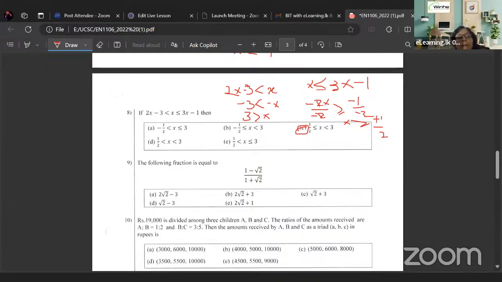Question number 9. The following fraction is equal to.